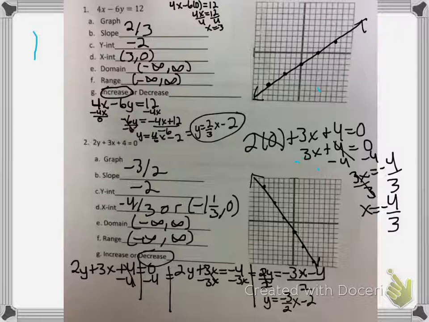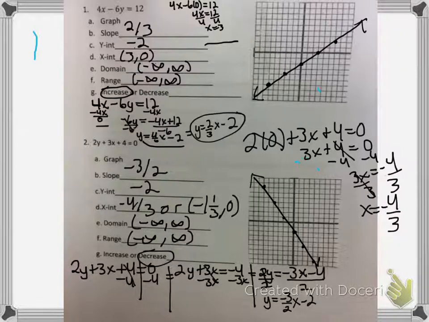If you look at number 1, you've got 4x minus 6y equals 12. Down here at the bottom, I'm solving for y. So I subtract 4x from each side. I get negative 6y equals negative 4x plus 12. Divide by negative 6. I end up getting y equals 4 over 6 x minus 2, which simplifies to y equals 2/3 x minus 2.